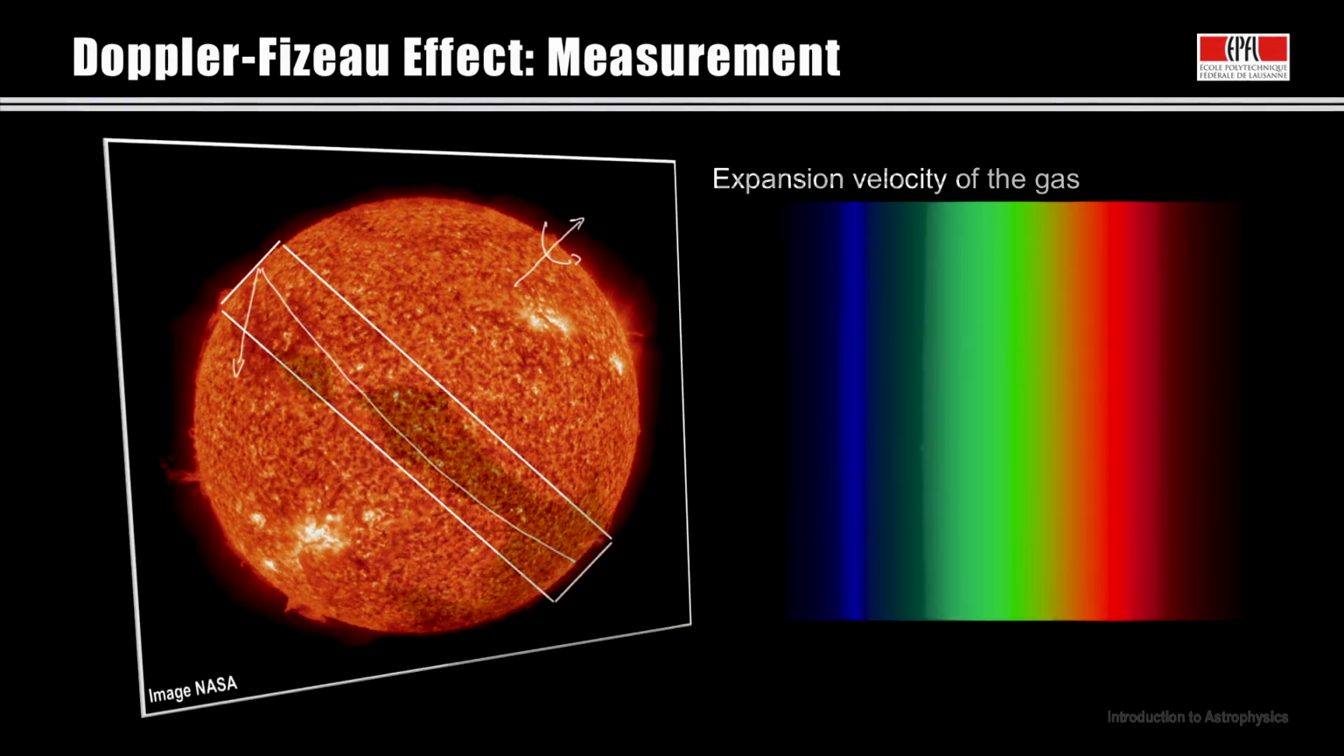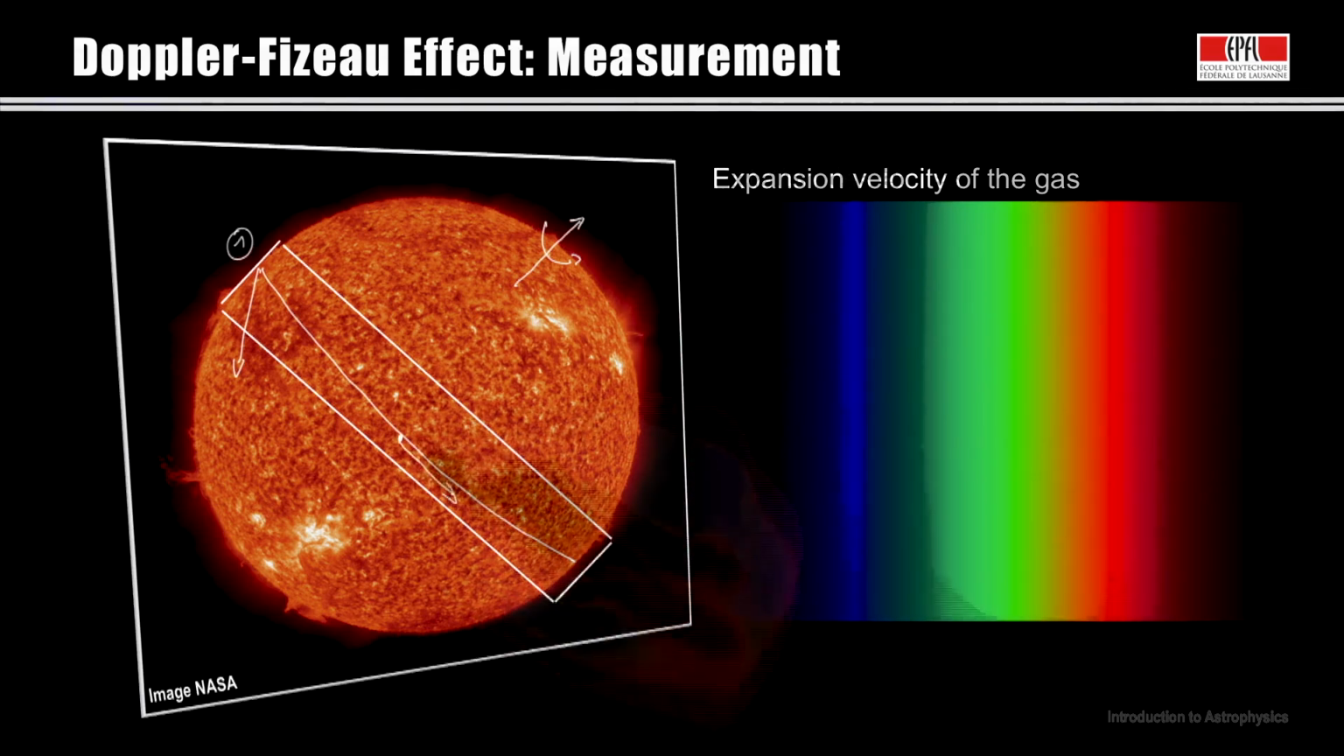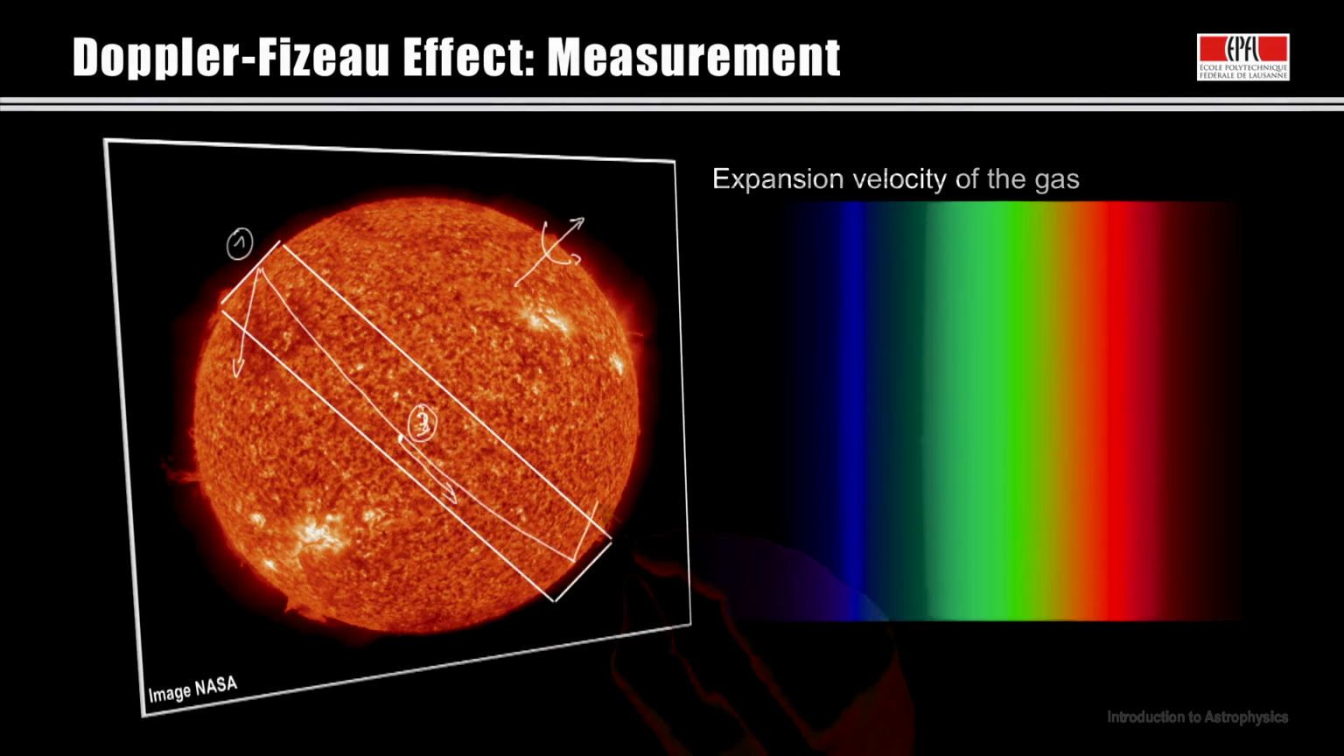In this position, at the border of the Sun, the velocity vector is directed towards the observer. It will be at position 1, on the equator. The velocity vector is tangential. This will be position 3. In this place, the velocity vector has the opposite direction than at position 1. It can be called position 2.